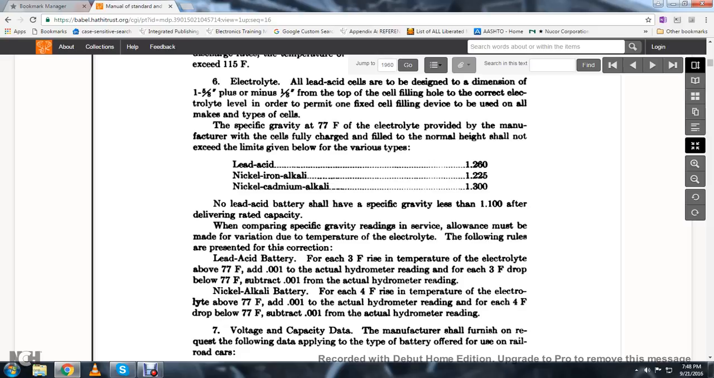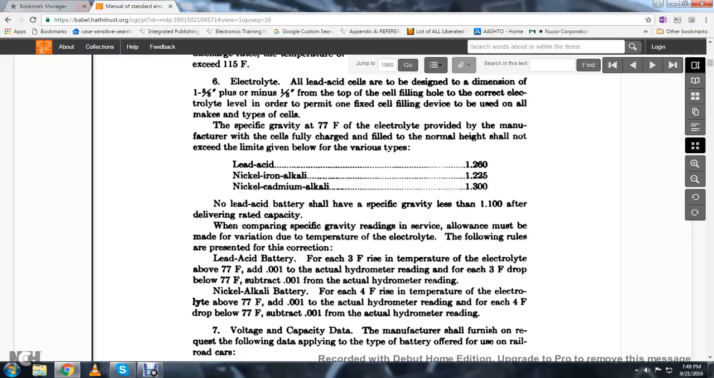Lead acid, 1.20. Nickel iron alkaline, 1.225. Nickel cadmium alkaline, 1.300. No lead acid battery shall have a specific gravity less than 1.1 after delivering rated capacity. When comparing specific gravity readings in service, allowance must be made for variation due to the temperature of the electrolyte.